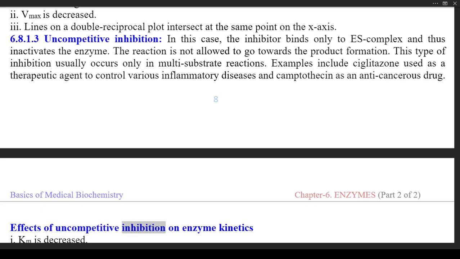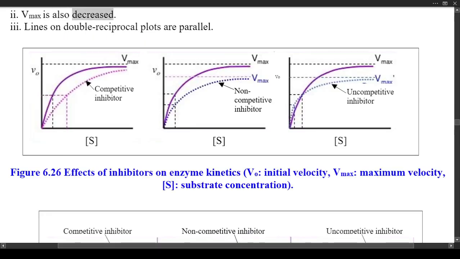Effects of uncompetitive inhibition on enzyme kinetics. 1. Km is decreased. 2. Vmax is also decreased. 3. Lines on double reciprocal plots are parallel.